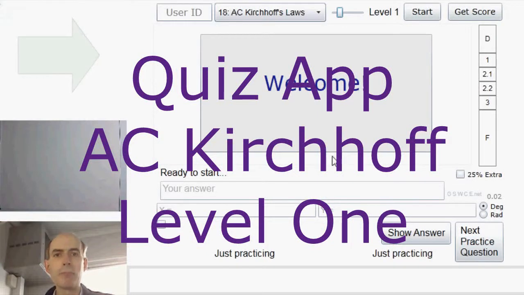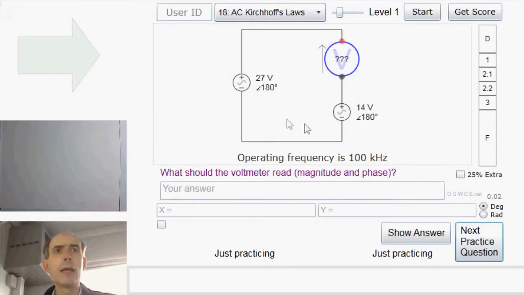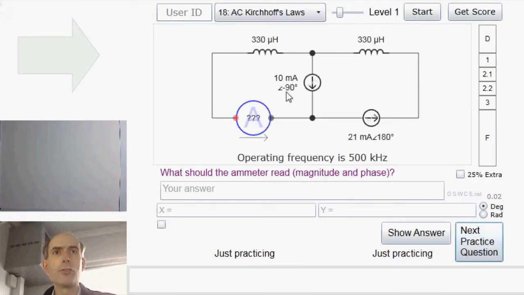Hello, this time Kirchhoff's laws applied to AC circuits, level 1. At level 1 we get not only 180 degrees and 0 degrees, we can get 90 degrees and minus 90 degrees as well. And when you start getting more than just 0 and plus or minus 180 degrees, you really have to start using the complex numbers to solve these problems.